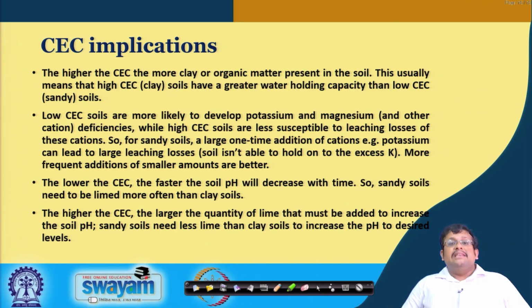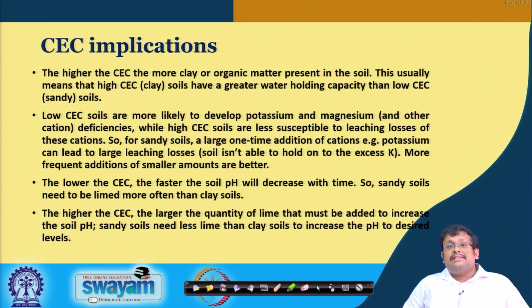So, the lower the CEC, the faster the soil pH will decrease with time. So, sandy soil needs to be limed more often than clay soil. When the soil has lower CEC, the soil pH will decrease faster with time, obviously, because the positive basic cations are fewer. When the basic cations are very limited, obviously the pH will decrease. So, the sandy soils need to be limed more often than clay soils to increase the soil pH.